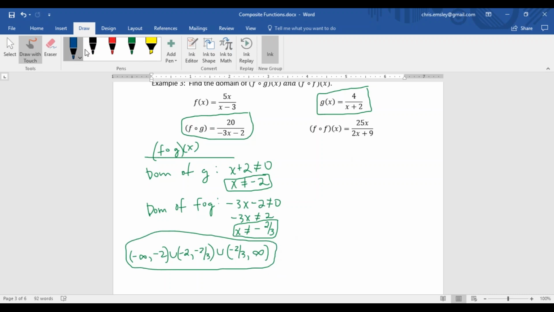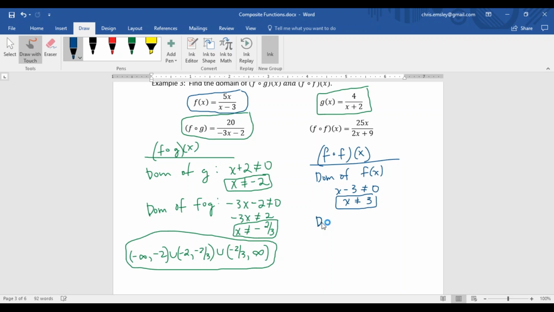In this example, we also looked at f of g of x. So let's try to calculate the domain of that. The inside function is g, so that's what we need to look at first. And that's over here. Here was our original f of x. Again, a rational expression. So we get that x minus 3 cannot be 0, which means x cannot be positive 3.